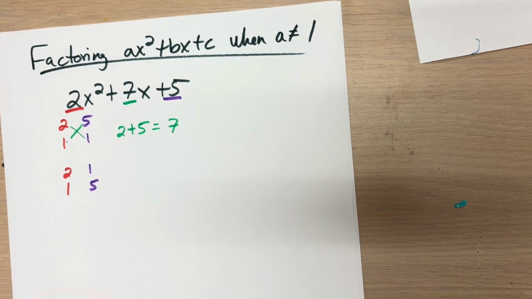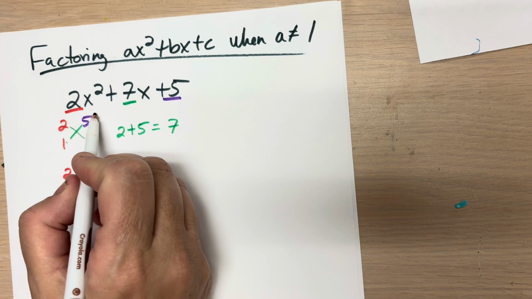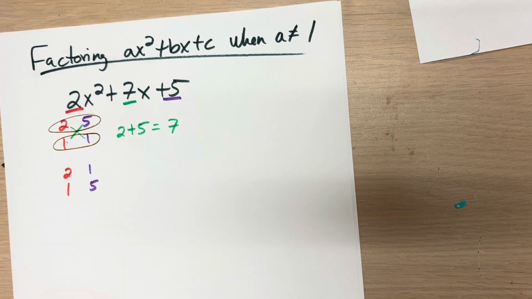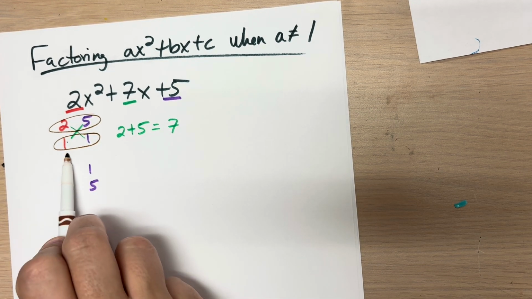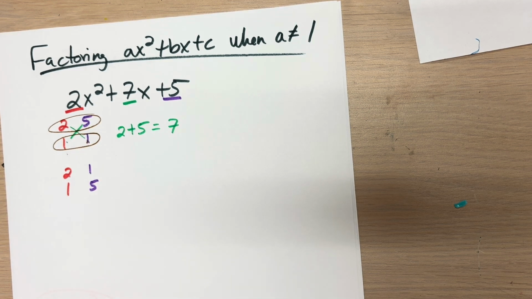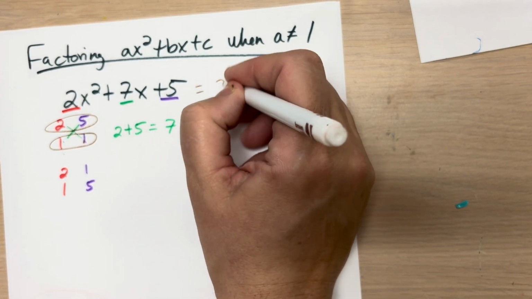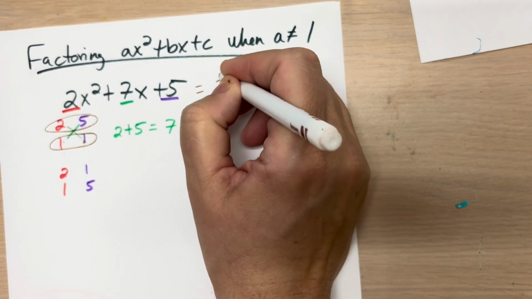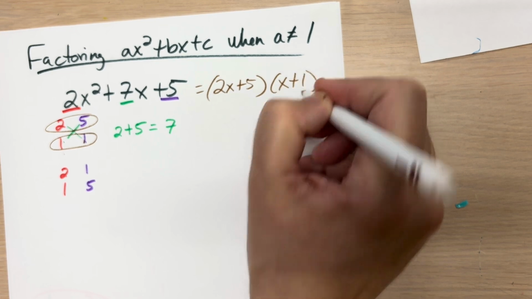Now this is the really fun part, okay? Take this group and this group. This represents the coefficients of your linear term. And then you have your constants. So this is the same thing as 2x plus 5 times the quantity x plus 1.